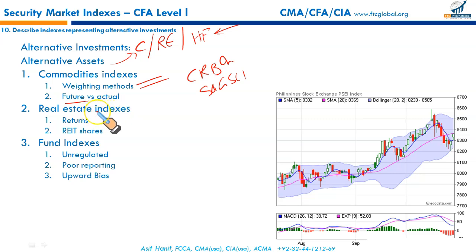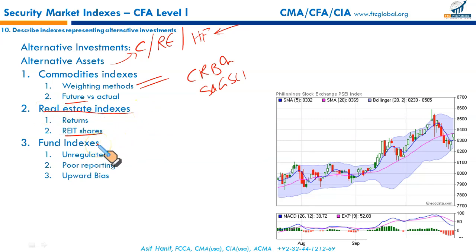Then we have real estate indices. These indices track property values. Normally property is quite an illiquid investment, but if you want to diversify, instead of investing in property directly, you can invest in a real estate investment trust. They are traded like normal shares, so they are quite liquid. So this is another option for diversifying your assets.